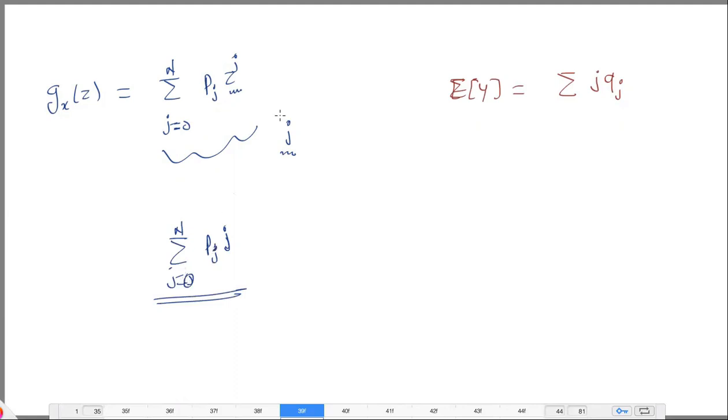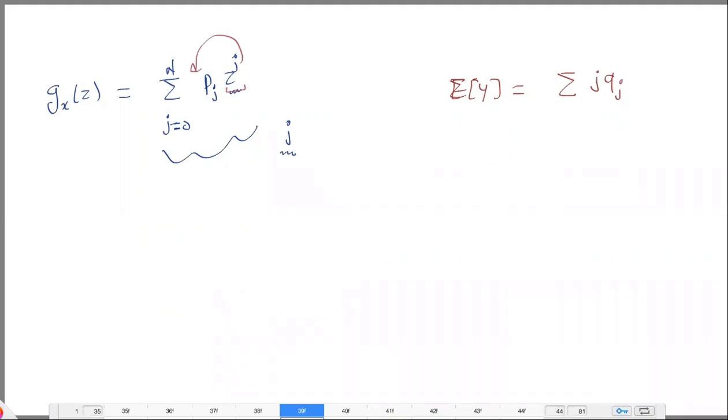Remember, this is p_j. Won't it be the expectation of X? Right? Instead of this z^j, if you just have this j, then it will be the expectation of X. Now you know how to get this power in front. Suppose I want to get this power in front, then what can I do?